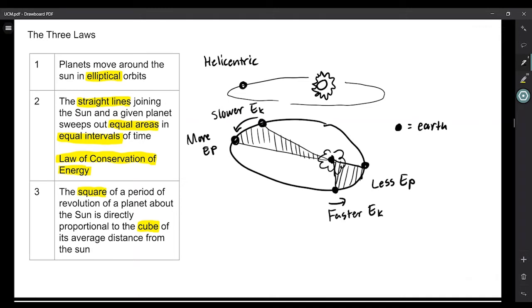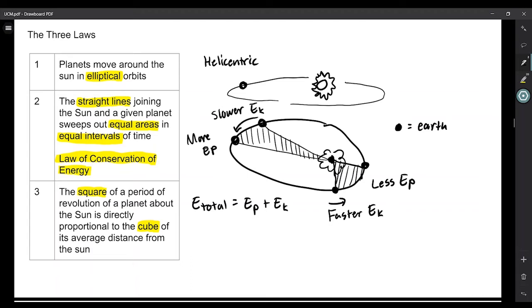Because we know from the law of conservation of energy that the total energy, that is not how you spell total. My apologies. This is not English AP anyways. It's fine. The total amount of energy in a system is equal to the potential energy plus the kinetic energy at all times. What about the third point here? The square of the period of revolution of a planet about the sun is directly proportional to the cube of its average distance from the sun.